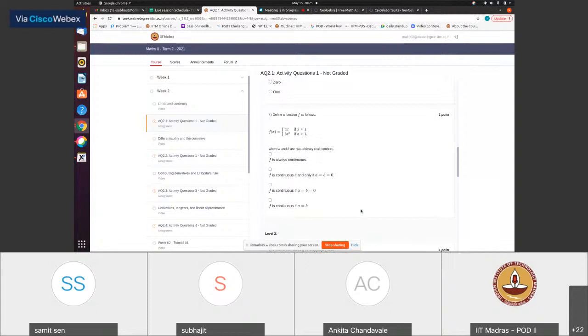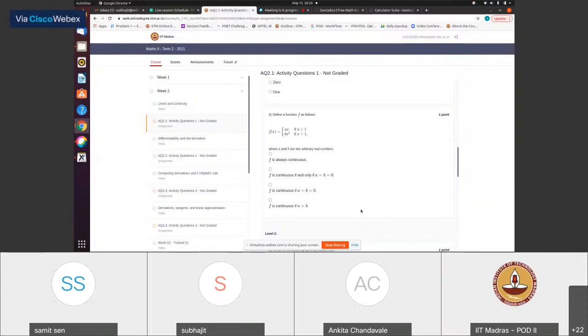Sir, in that question, they have given that f is continuous if a equals b. I understood that a equals b equals 0 is continuous, but I did it for 1 also. So I wanted to ask, here we have to check the continuity at point 1 itself, right? And not anywhere else.